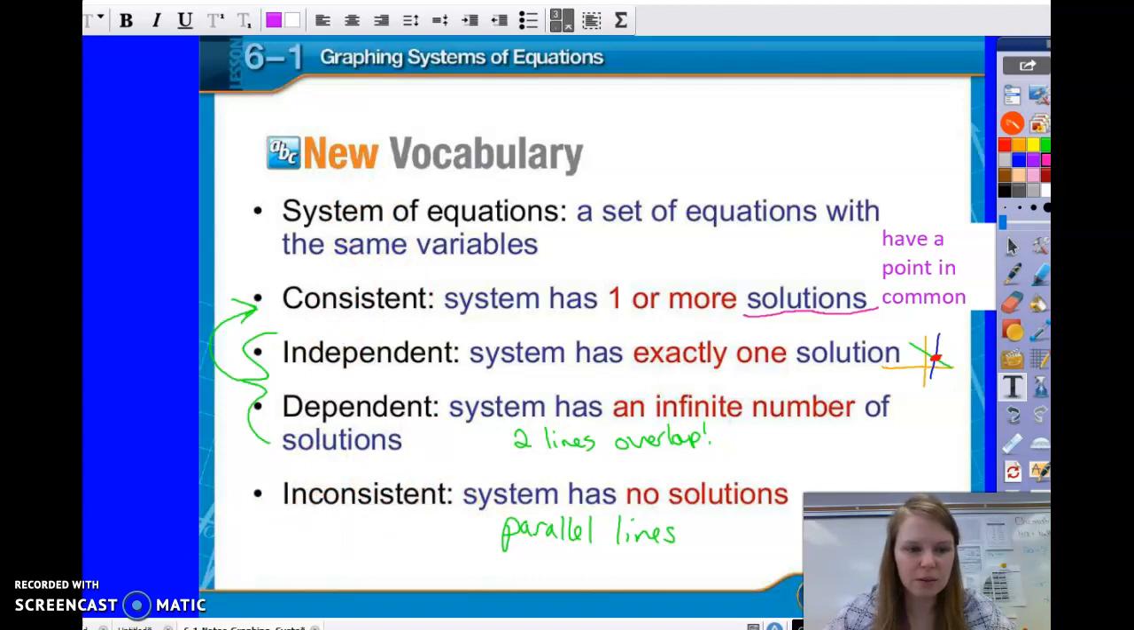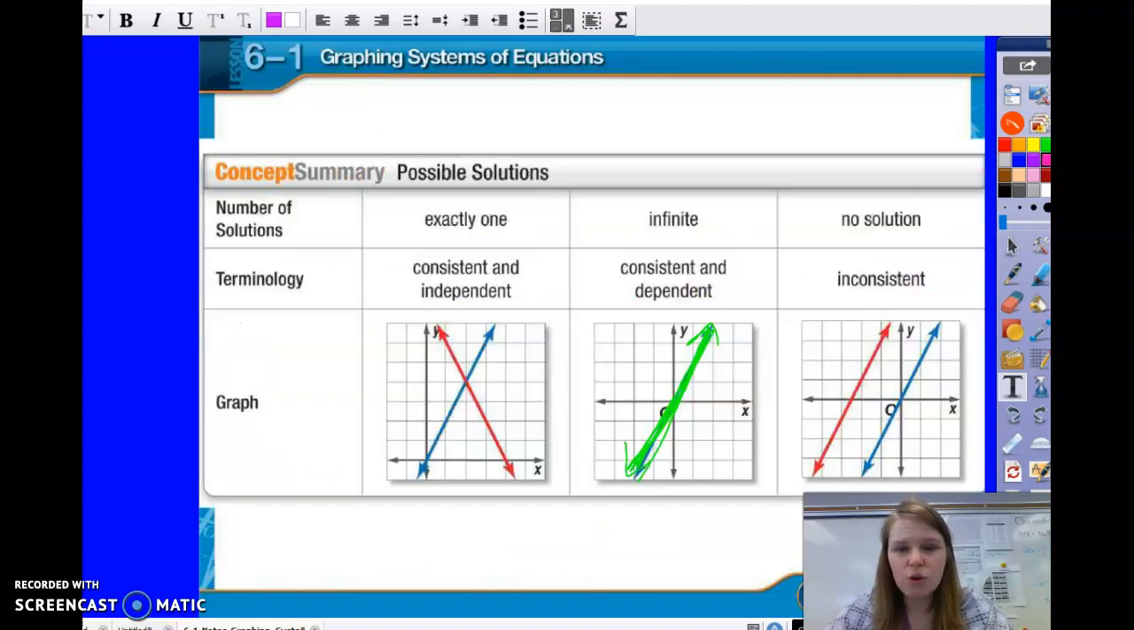Let's get started on some examples and what this would look like. So we talked about if there is one solution, this would be consistent, and independent because there's only one solution. If the 2 lines actually overlap, it's consistent because there's something in common, and dependent because they're all in common. Infinitely many solutions, it would be dependent. The last scenario is if they're parallel, they never cross. This system is called inconsistent because there's no solution. There's no place where the lines overlap.